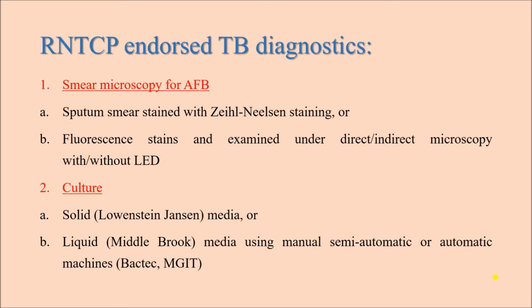Now coming to some RNTCP endorsed TB diagnostics. Again, let me remind you, since we have changed the name from RNTCP to NTEP, National Tuberculosis Elimination Program, the diagnostic methods and algorithms have not changed as much. So the things that we are doing to identify the cases or to treat them are basically the same. So what are the different diagnostic methods? Smear microscopy for acid-fast bacilli, which is considered the gold standard method. So the sputum smear can be stained with Ziehl-Neelsen stain, or we can also go for fluorescence staining, and it can be examined under direct or indirect microscopy with or without LED. There is also the option for culture, like solid culture, that is LJ or Lowenstein-Jensen media, or liquid culture like Middlebrook media, using manual, semi-automatic or automatic machines like BACTEC, MGIT, etc.